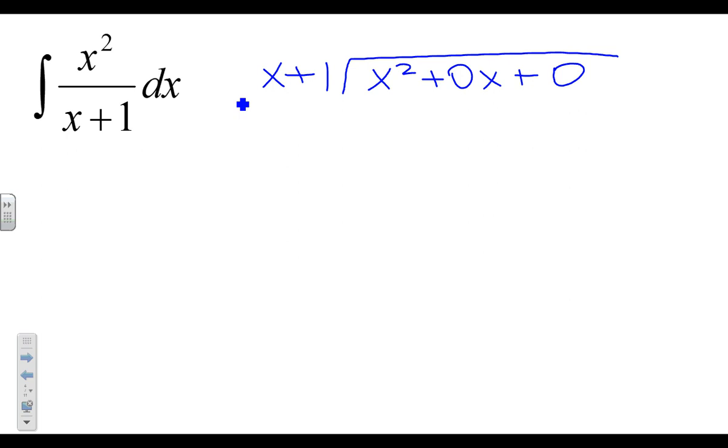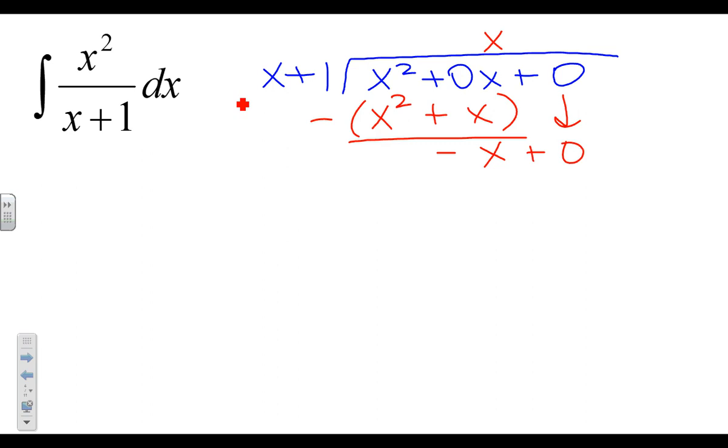Okay, so I put my placeholders in, right? If we skip over a term or terms, we have to put zeros in. So x times what is x squared? Multiply x plus 1 times x. When we subtract, we're left with negative x. Okay. X times what is x? 1.